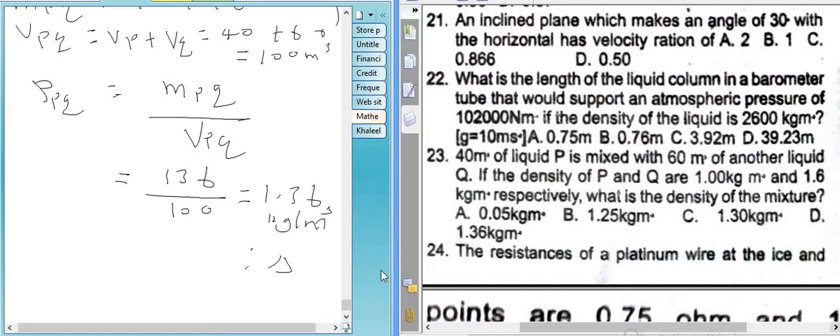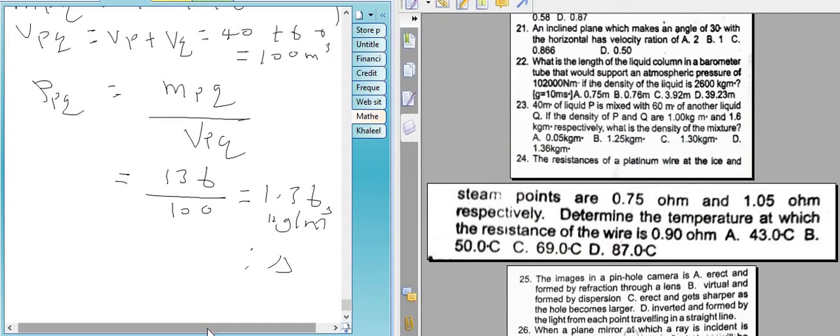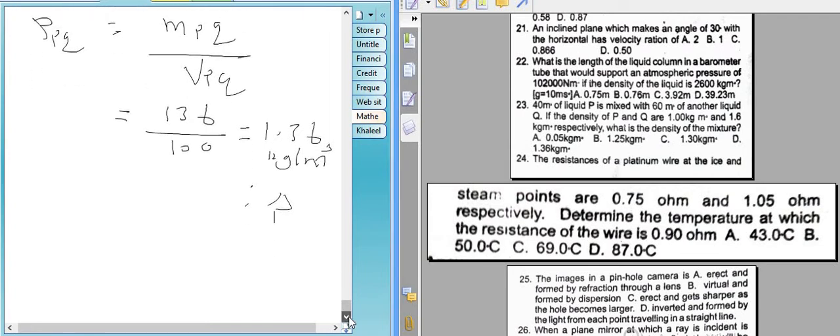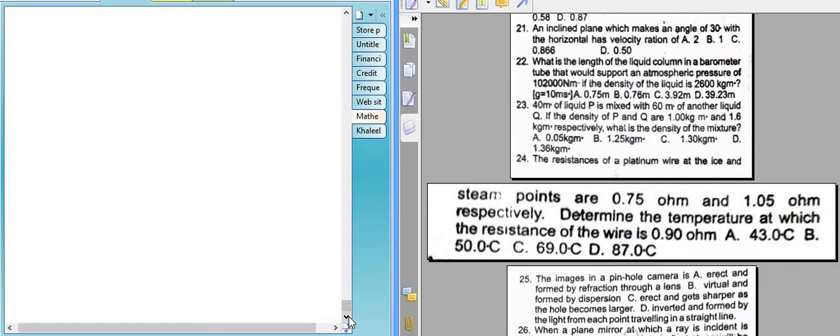Then question 24. The resistance of a platinum wire at the ice and steam points are 0.75 ohm and 1.05 ohm respectively. Determine the temperature at which the resistance of the wire is 0.90. I think I also solved a similar question like this in the previous past questions. Nevertheless, this is interpolation.